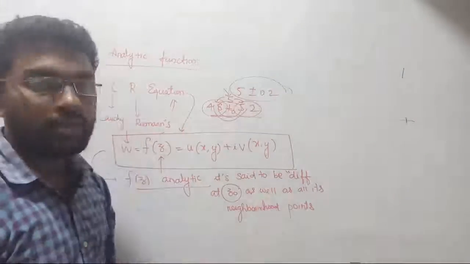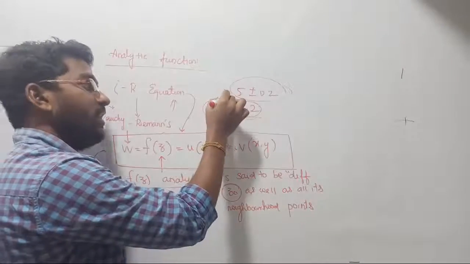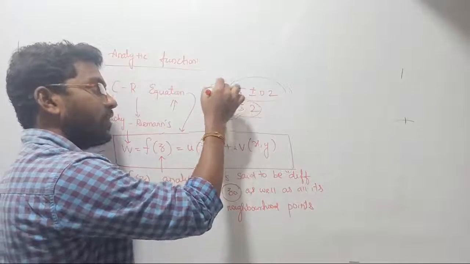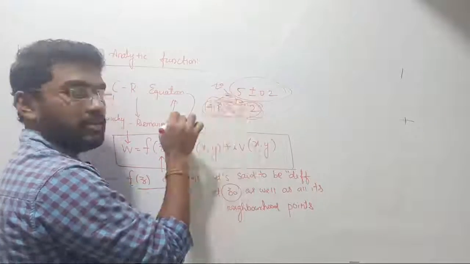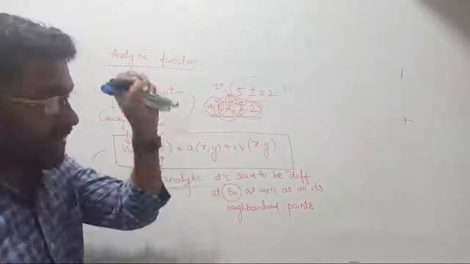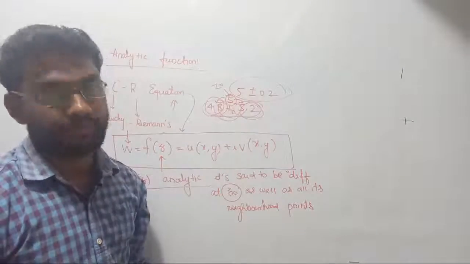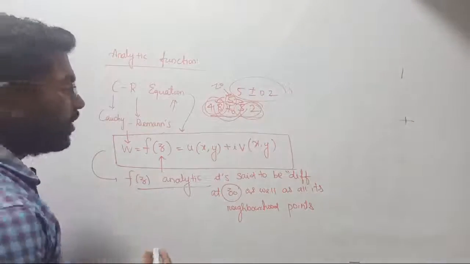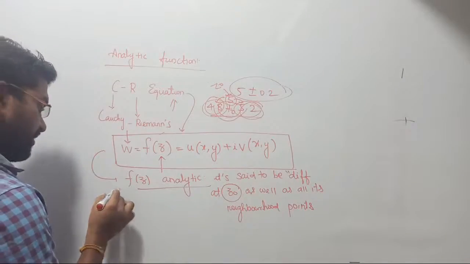All these values, we are going to get what that function is. Here, this is Z naught, and these are all called neighborhood points, which you are going to consider in between, right? So if your function is said to be differentiable at this selected point as well as all its neighborhoods, that function is said to be analytic, right? According to the Cauchy-Riemann definition.